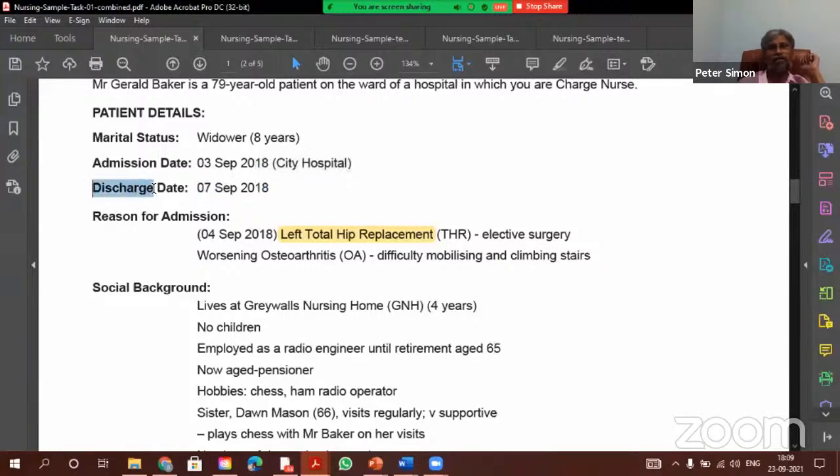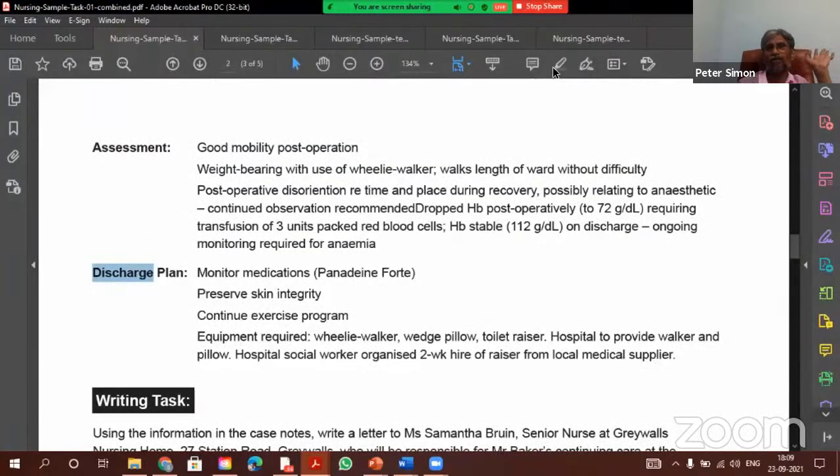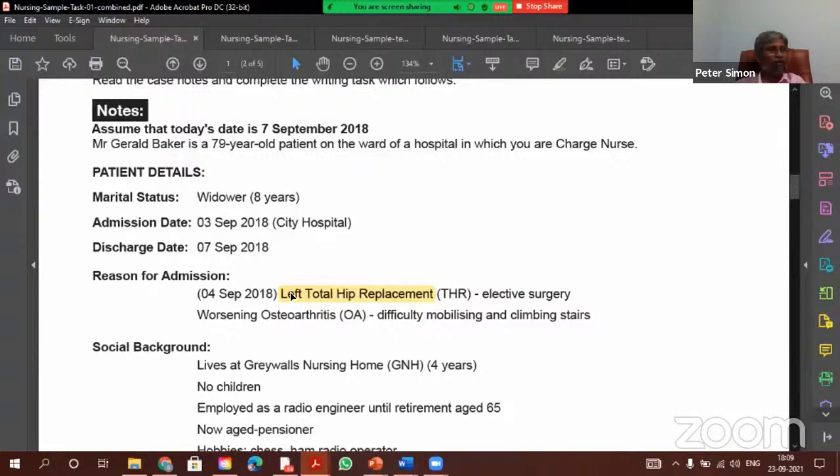Discharge date. So you can understand this is a discharge letter. So you'll have a discharge plan. So remember this. This is admission for a purpose: left total hip replacement. That is the point here. Now you have to write a sentence with this: left total hip replacement.